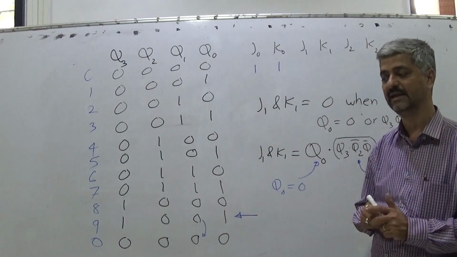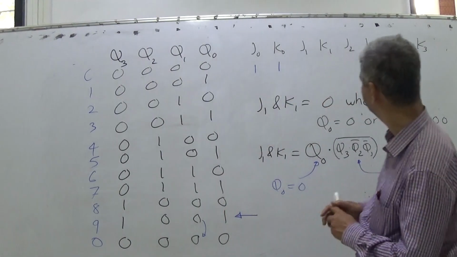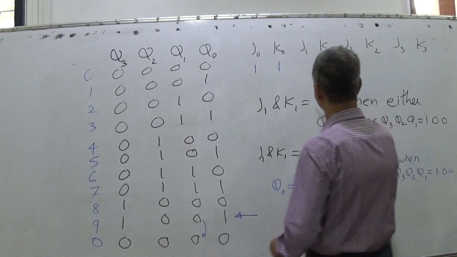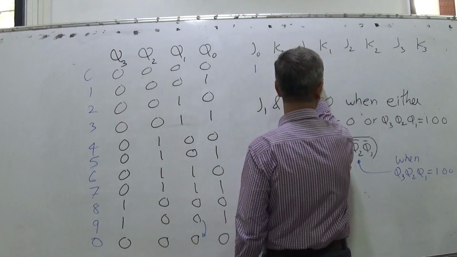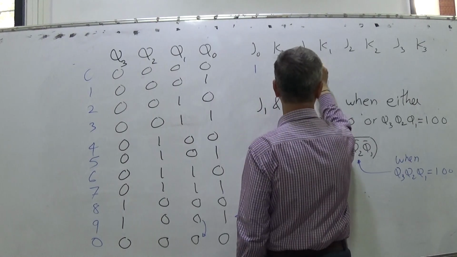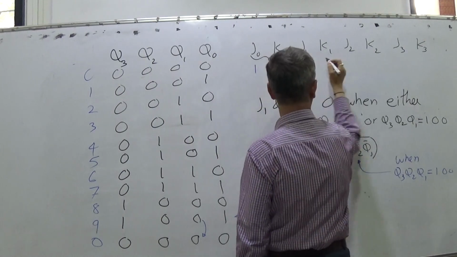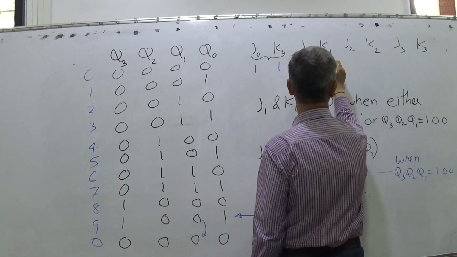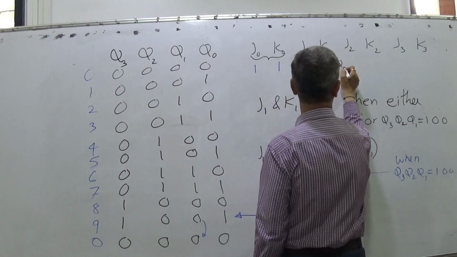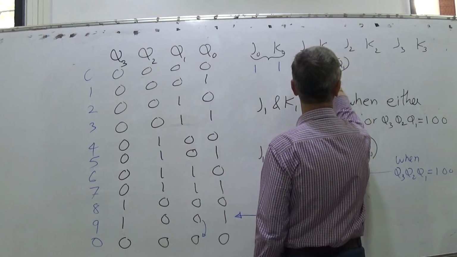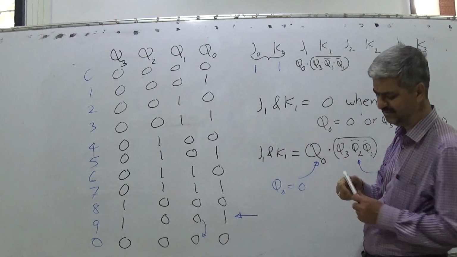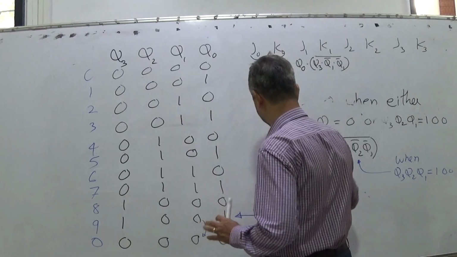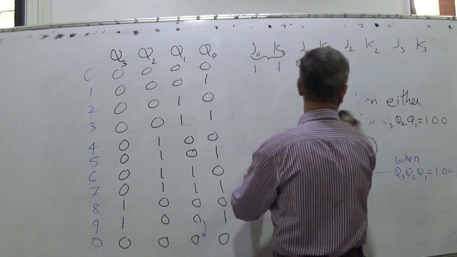I am not saying that this is the only way of design, there can be many ways also. Students may think both are same, Q3 and Q0 into Q3, Q1. You can simplify this also, but right now that is not our purpose. So we just focus on how do we design counters.